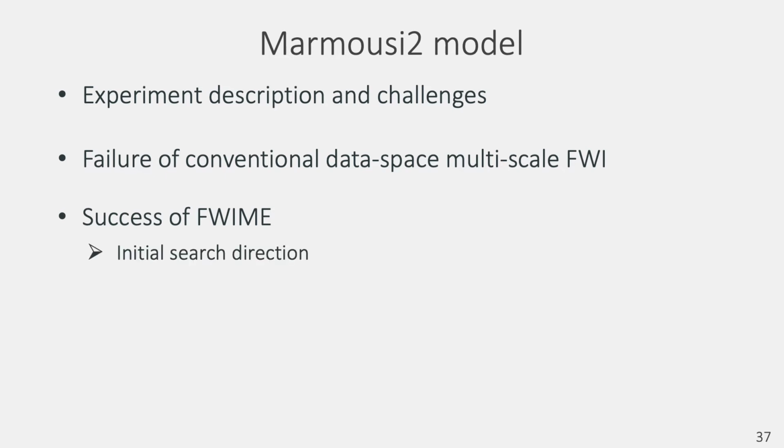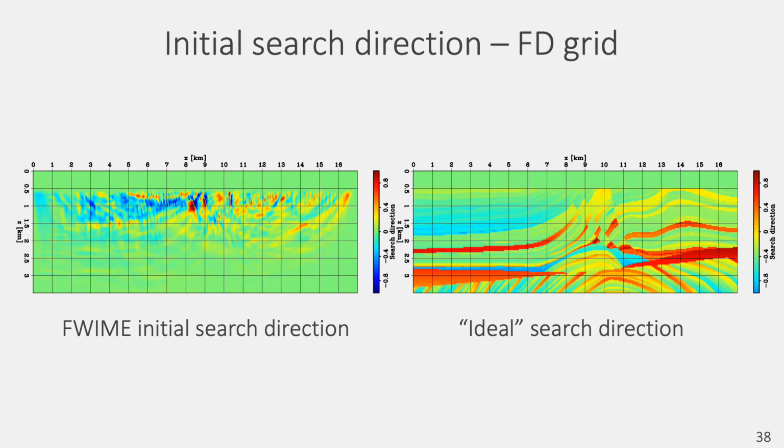We begin by examining the initial search direction, and we illustrate the benefit of the spline parameterization. The left panel shows the scaled initial FWIME search direction on the finite difference grid, and the right panel displays the ideal search direction, which is the difference between the true and the initial models. We can see that some of the low wave number features are definitely captured in the shallow region of the model on the left-hand side, but are hampered by high wave number features likely to be inaccurately located.